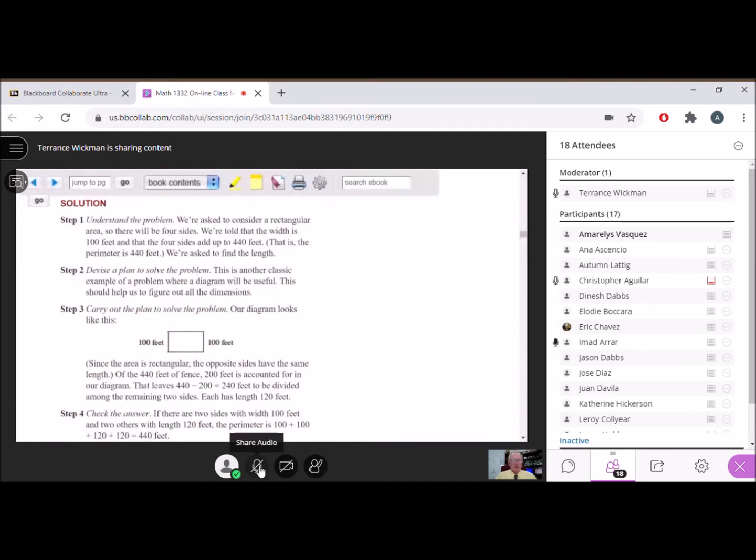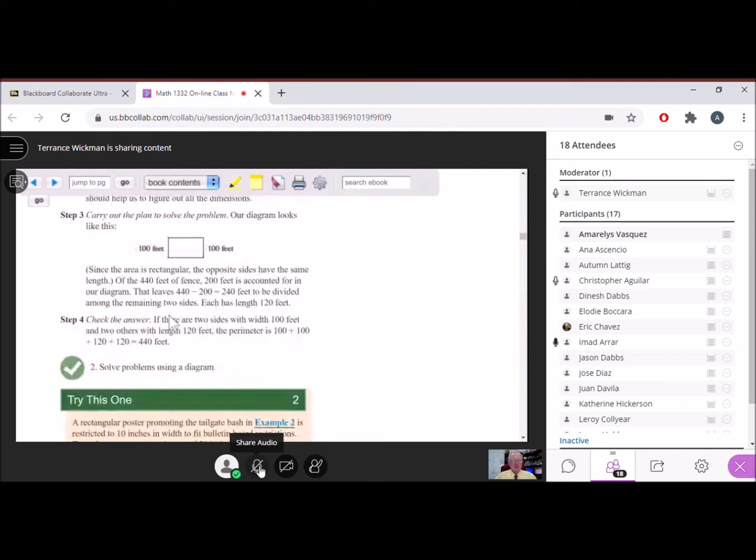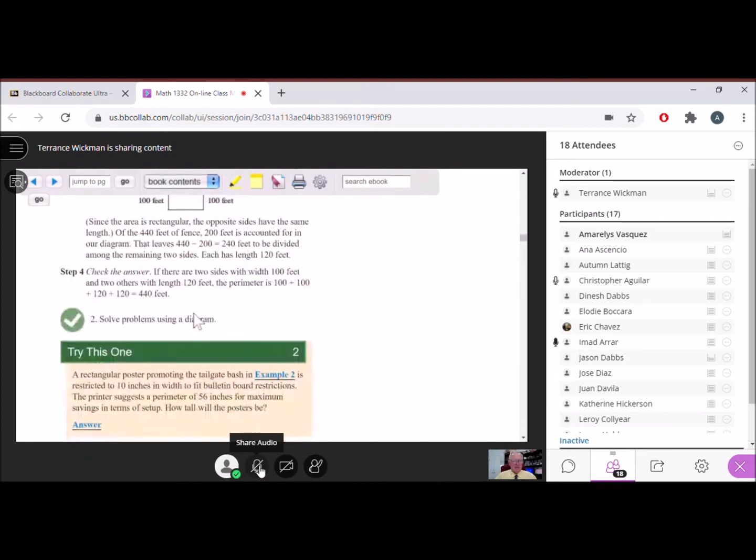As shown here, you have 100 feet on this side, 100 feet on this side. So since it's a rectangle, the top and the bottom must be equal. So that leaves you 240 feet. If they're equal, you've got to divide it by 2, making it 120. The diagram: 120 on the top, 100 on each side, and of course 120 on the bottom. The diagram helps you solve it. That's all they're saying here, that sometimes in math you have to draw out a picture to help you understand it.